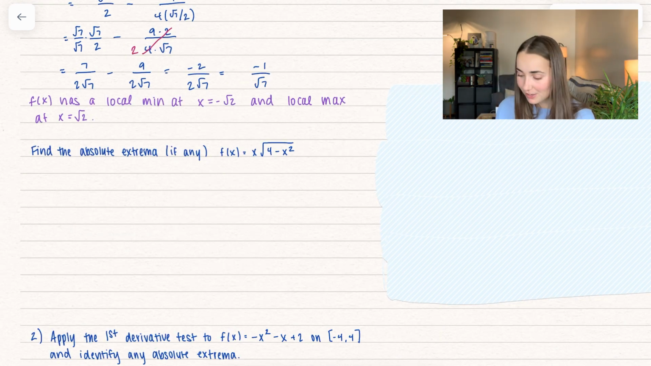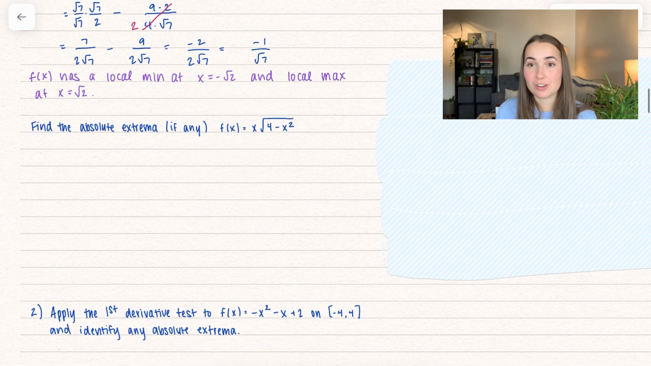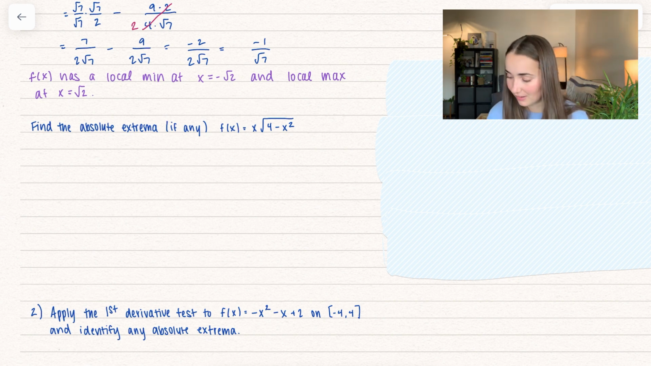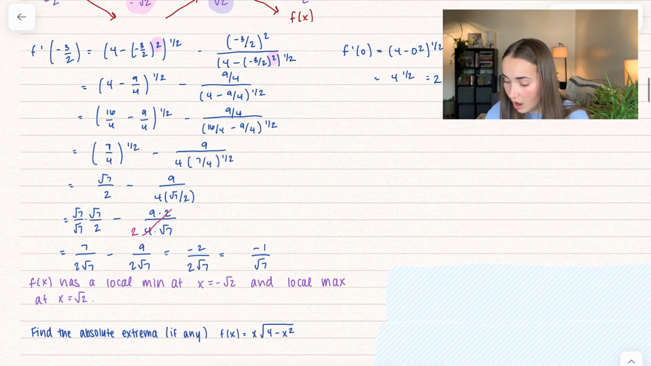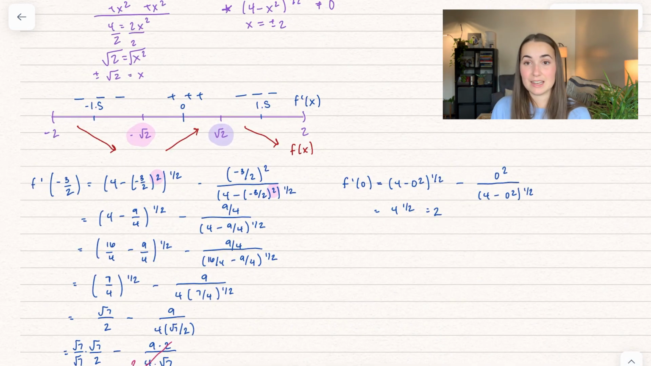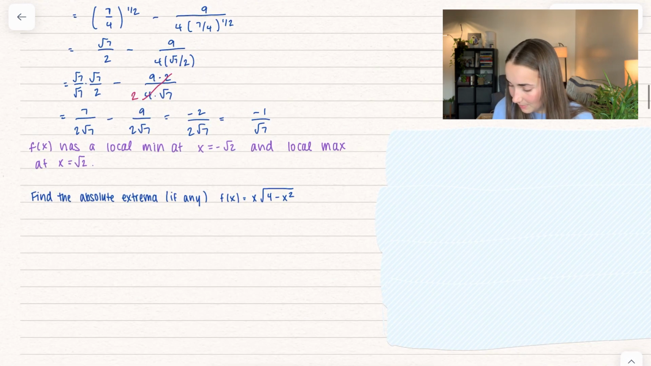Okay, so now what we want to do is see if any of these local extrema are actually going to be the absolute extrema. So remember, in order to do that, you just got to plug in the values and see which one's the biggest and which one's the smallest. In our case, we did not need to worry about the endpoints -2 and +2 because those were our illegal values. We can't plug those in. So let's go ahead and find them.